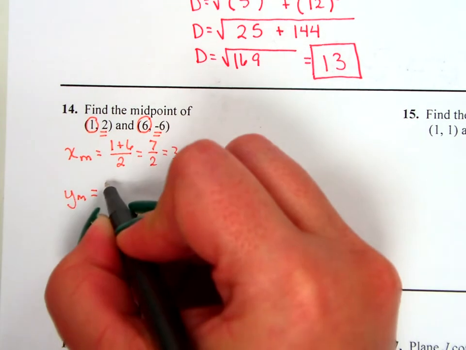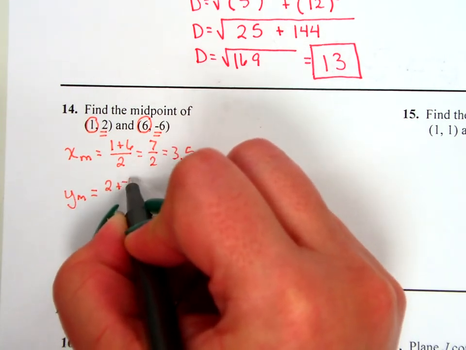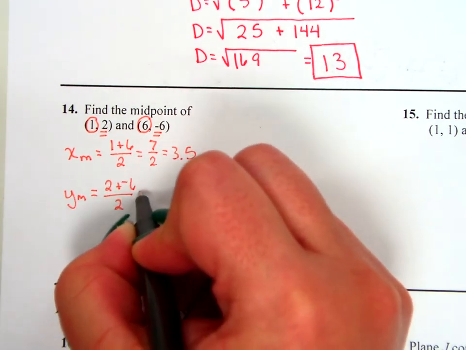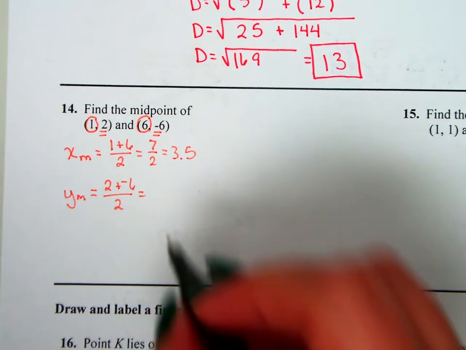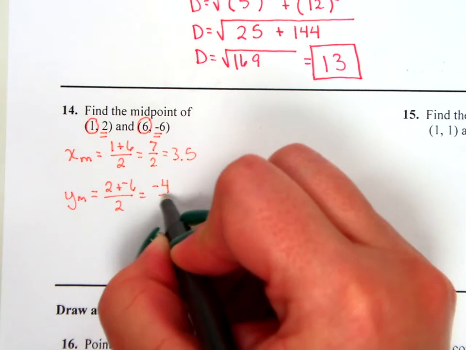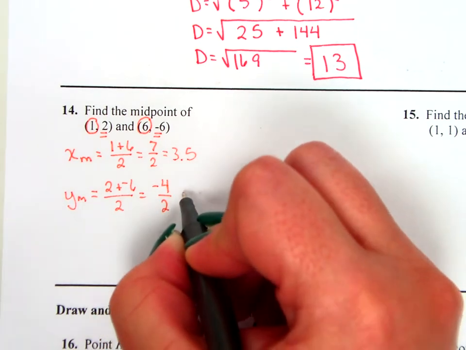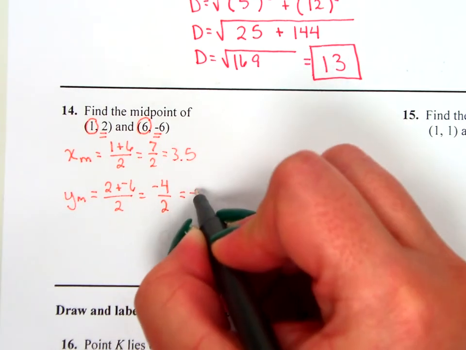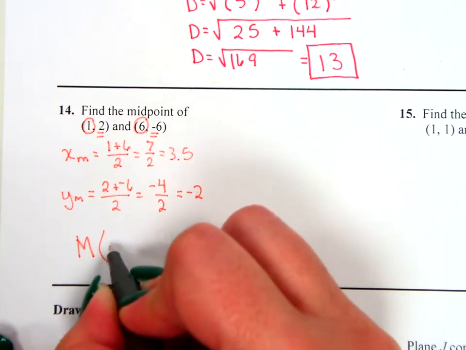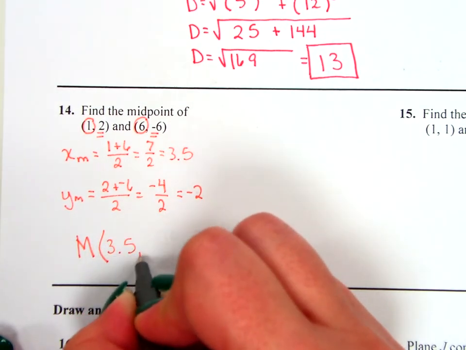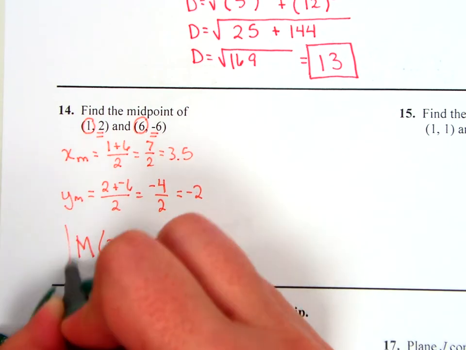I've got a 2 and a negative 6. So 2 plus a negative 6 divided in half. 2 plus negative 6? Negative 4. Negative 4 divided by 2 is negative 2. So the midpoint, I'm going to put M for midpoint, is (3.5, -2).